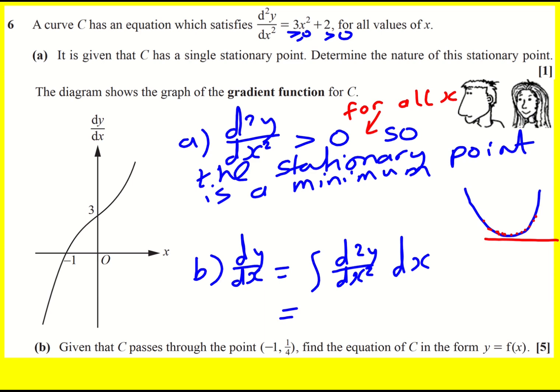And so I'm going to raise the power by 1 and divide by the new power. So it's actually going to be 3 divided by 3, which is going to get x cubed, and then plus 2x plus some constant c.